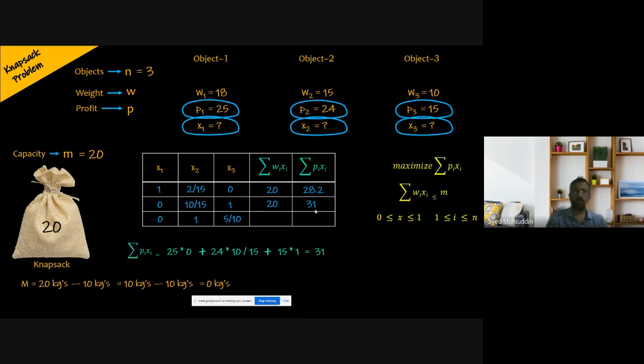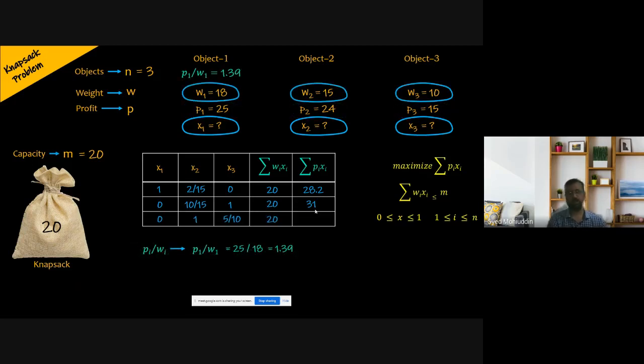Now, these two are feasible solutions. But the actual greedy approach is to take the profit per unit of weight. It is not to select the object which has more profit, or more weight, or less weight. The greedy approach is to select the object based on the profit per unit weight. So we will take the ratio of Pi by Wi.